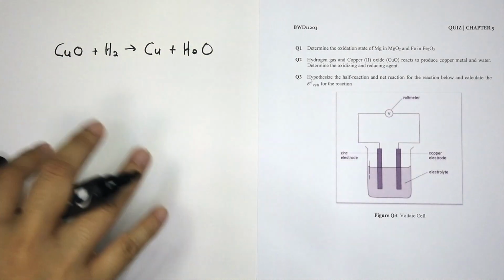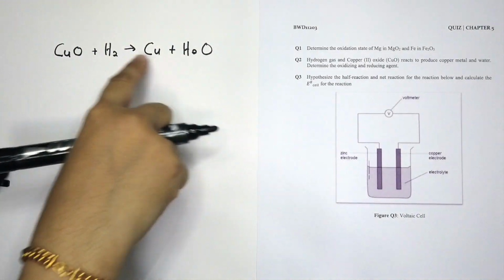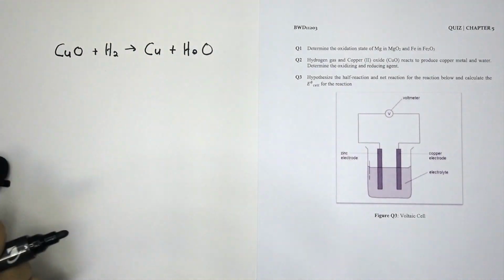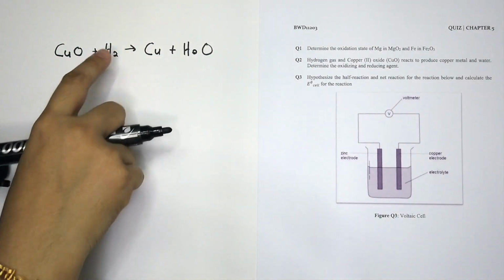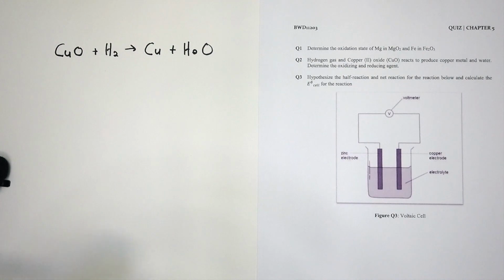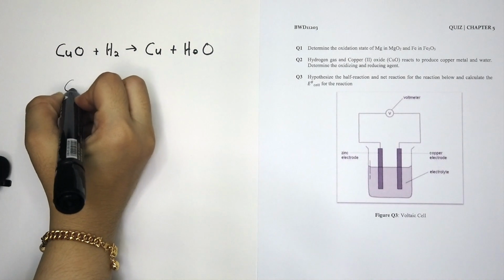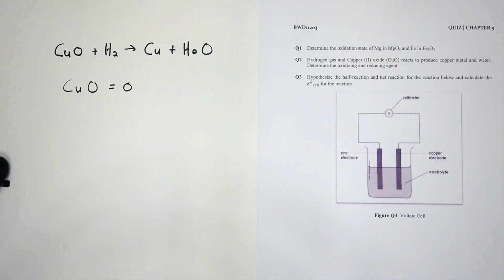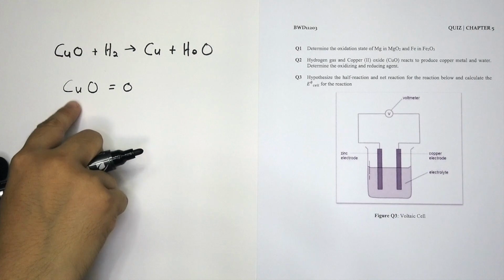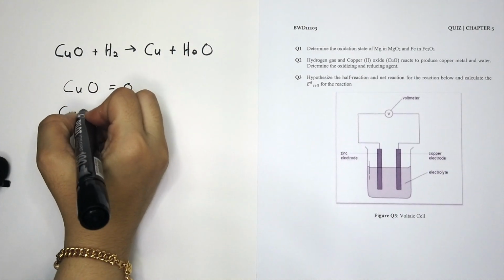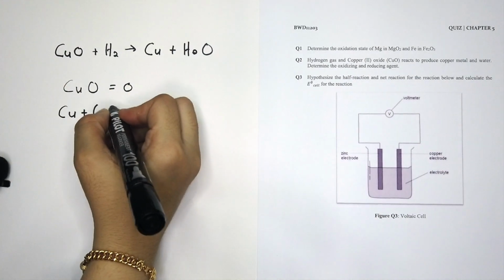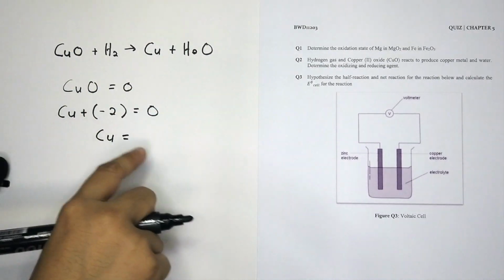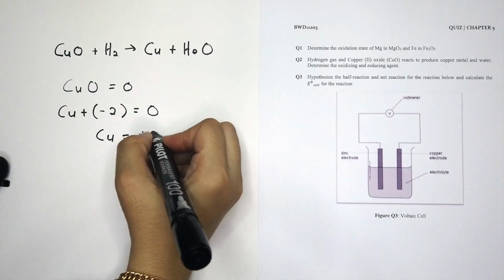So when you have these kinds of questions, you need to look at the copper itself, and then the other one is definitely the hydrogen gas. So we are going to tackle copper first. Copper oxide is equivalent to 0. It has no charge, right? So at first, copper plus oxygen's -2 is equivalent to 0. So the oxidation state for copper is actually +2.